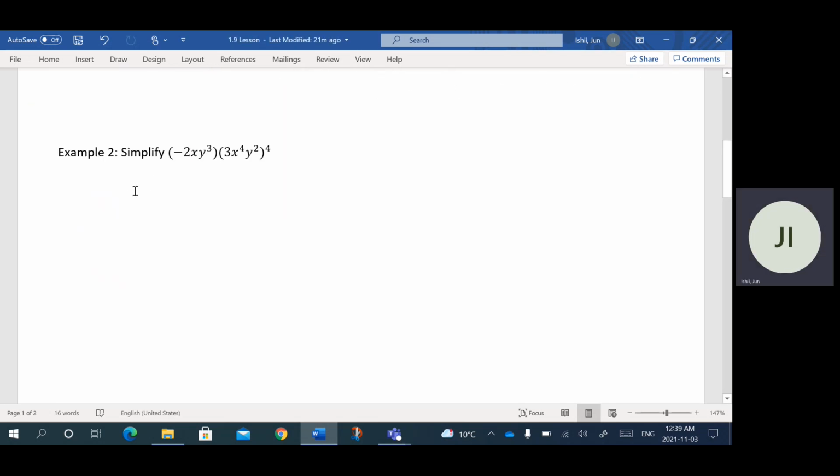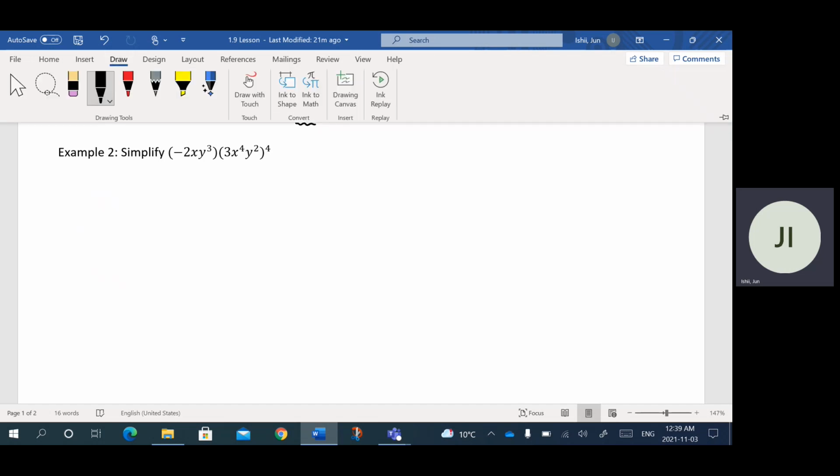Now this one's a little bit more complicated because you'll notice we have two monomials. Now when we have this, notice the first one here is not raised to any power, but the second one is. And according to BEDMAS, we actually have to do exponents before we do any division or multiplication. So what that means is that we need to actually look at this.